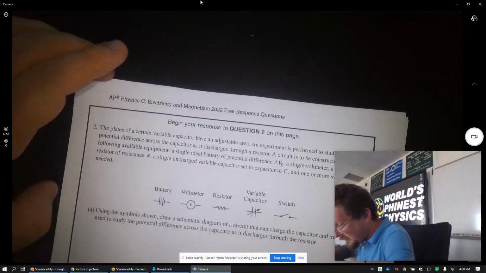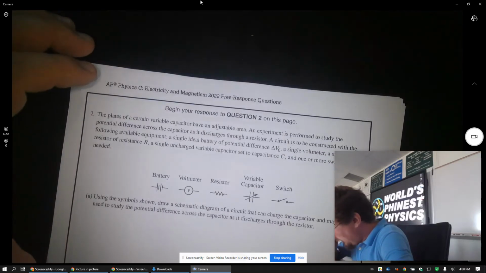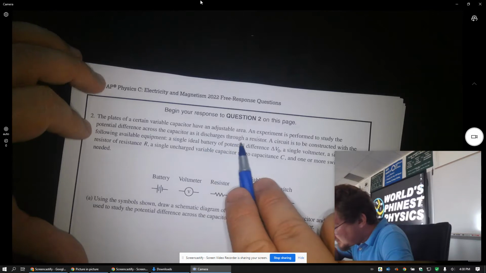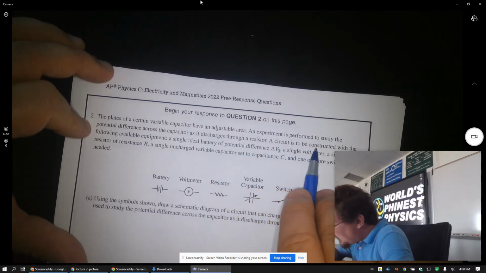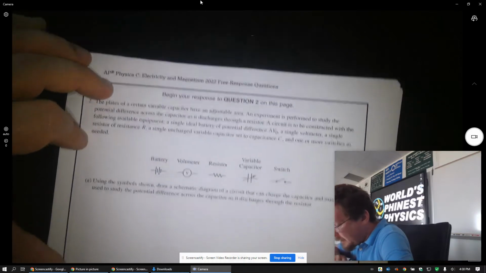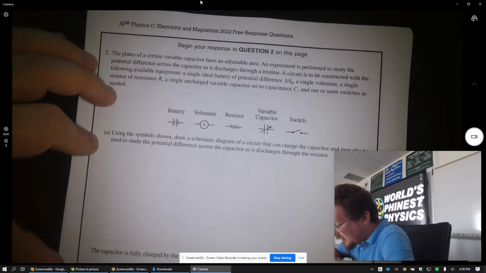What the heck? Okay. The plates of a certain capacitor have adjustable area. Experiments are performed to study the potential difference as the capacitor discharges through a resistor. A circuit is constructed with the following equipment. Okay. Draw a schematic diagram of a circuit that can charge the capacitor and may also be used to study the potential difference as the capacitor discharges.